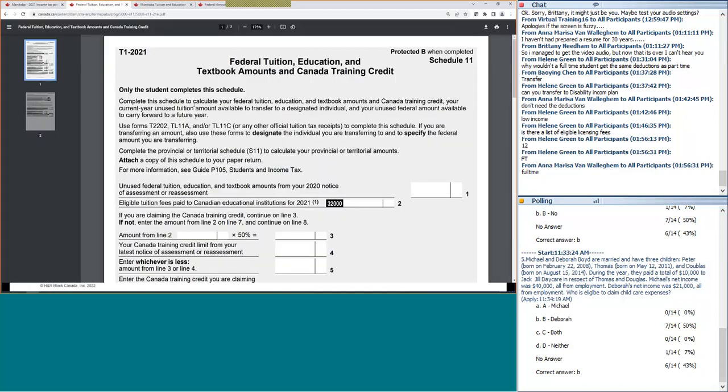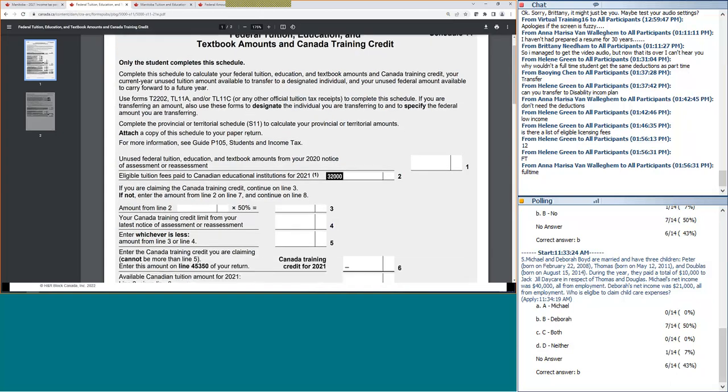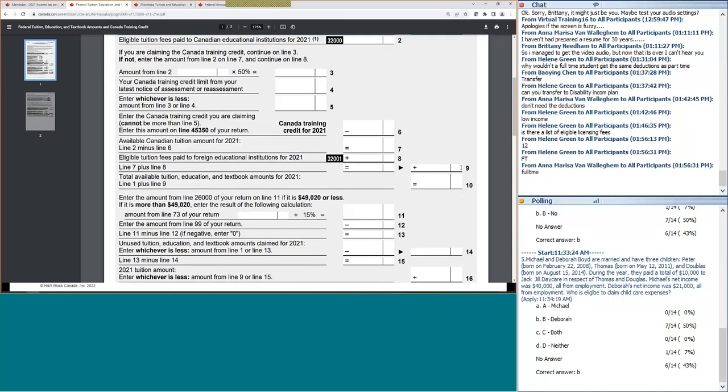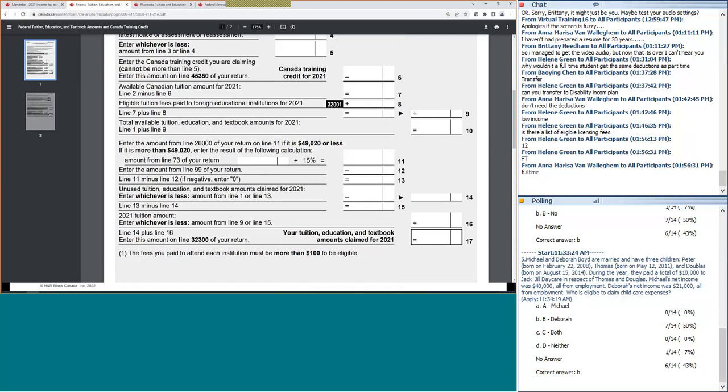Okay, so I'm going to go in here, and I'm going to show you your federal tuition first. Anything that you haven't used tuition for, you can carry forward. You're going to get that from your notice of assessment. So any carry forward federal amounts will go on line 1. Tuition fees paid to a Canadian institution will go on line 2. We'll talk about the Canada Training Credit next class, but if you have a Canada Training Credit, you can take a portion of it off here and claim it as a refundable credit instead. Foreign institution, you're going to put on line 8. Add everything together, that's your total tuition available for this year.